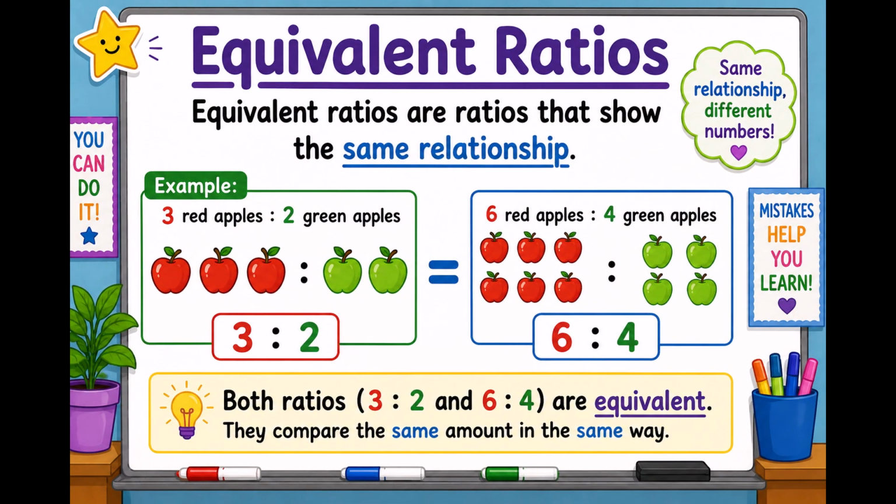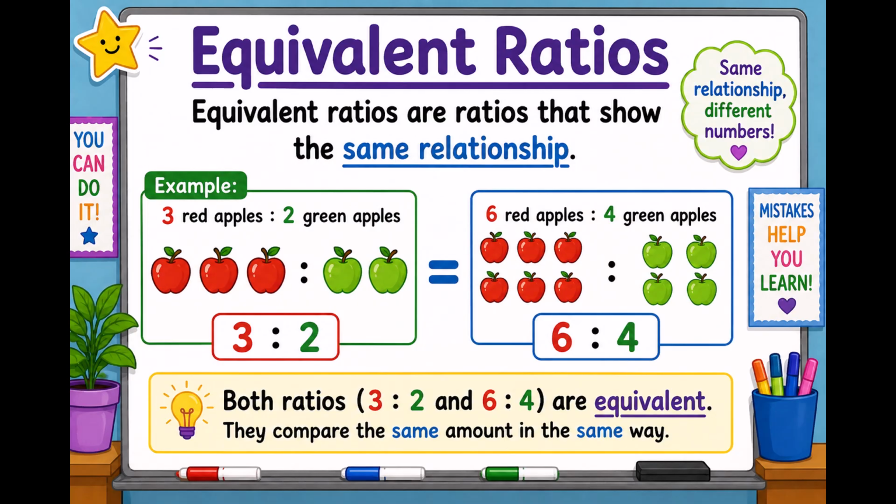So now let's look at another example. We see the first example that we've already gone over, right? And there's a reason for that, because with this image, we're looking at equivalent ratios. Equivalent ratios are different ratios that show the same relationship. The numbers may be different, but they compare the two quantities, the two amounts, in the same way. In other words, it's like a pattern.